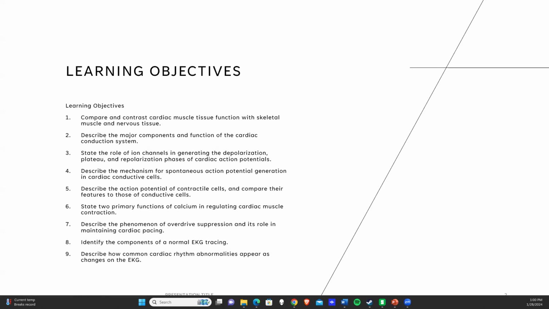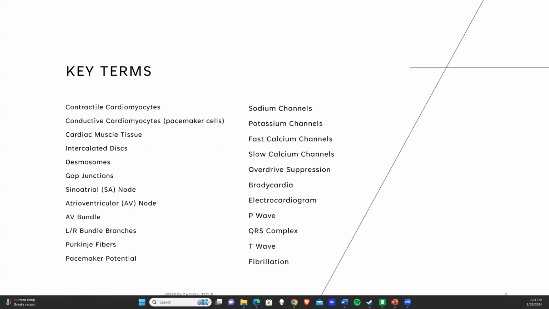Identify the components of a normal EKG. And lastly, describe the cardiac rhythm abnormalities that appear as changes on an EKG. So these are some of the key terms that we're going to be going over throughout the length of this presentation.